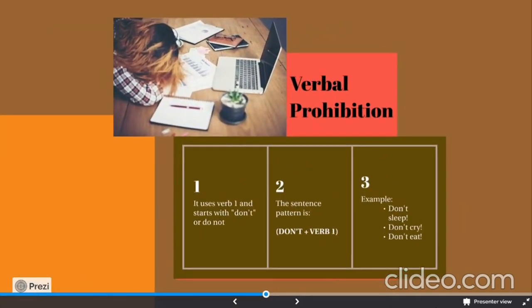Verbal prohibition. It uses verb 1 and starts with don't or do not. The sentence pattern is don't plus verb 1. Example, don't sleep, don't cry, don't eat.